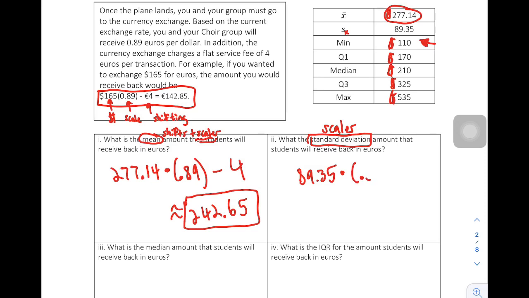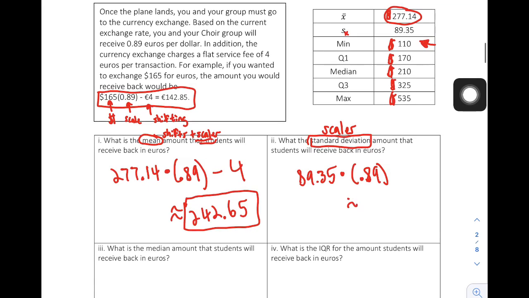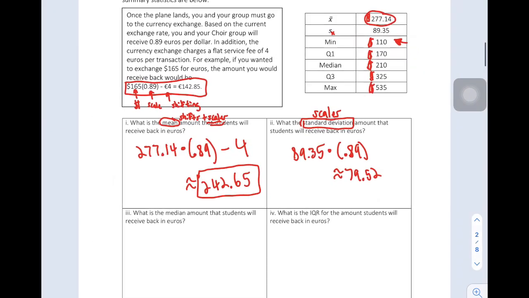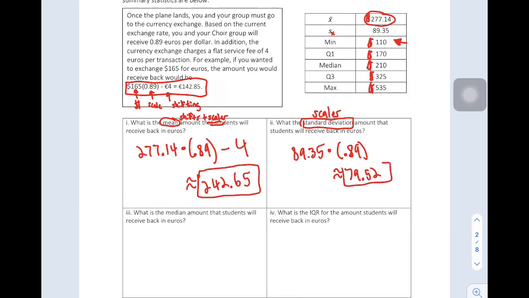I'm going to multiply this by 0.89 to get it in terms of euros. This gives us a value of about $79.52. So standard deviation is not affected by shifts. So I did not need to subtract $4 there.